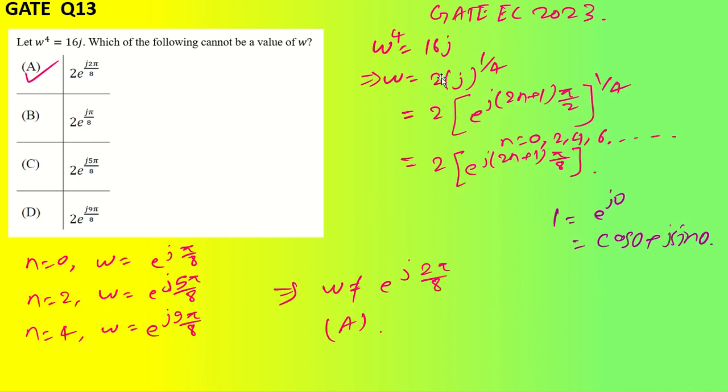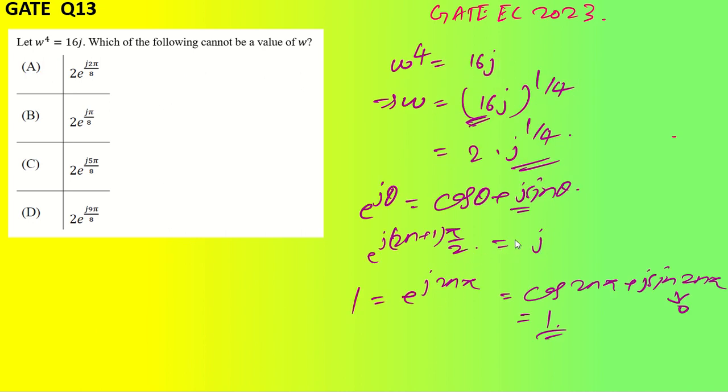W is equal to 2 into j to the power 1 by 4. So this will become 2 into e to the power j times 2n plus 1 pi by 2. But the problem is I need to find out always this should be j, right? So I have told you that sin n pi by 2 is actually plus minus 1. So this can be plus j, this can be minus j. It is always plus j when n becomes an even number.